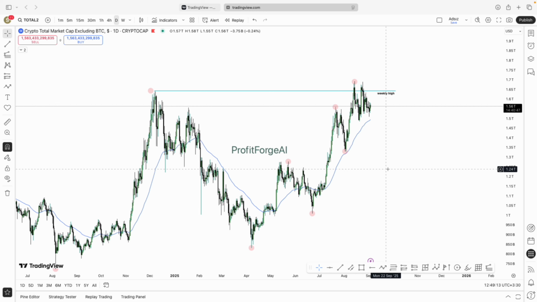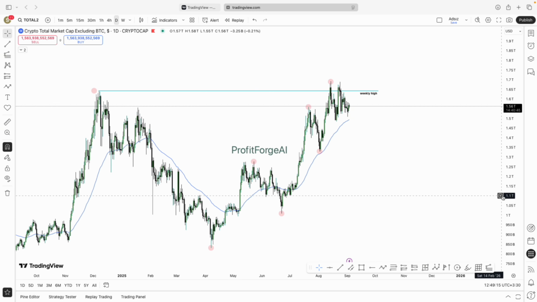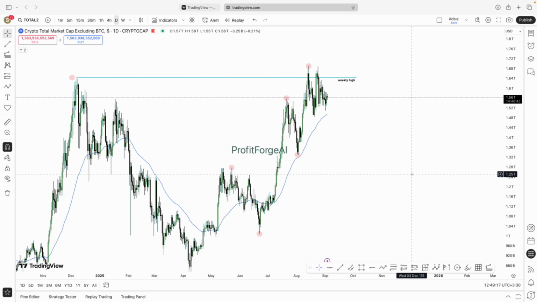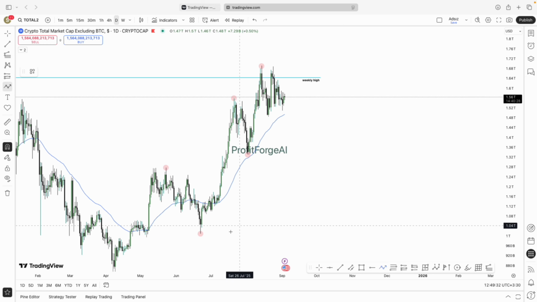The last time ETH broke a major long-term resistance like this was in 2021. Back then, it rallied more than 200% in just a few months. While past performance doesn't guarantee the future, market psychology often repeats itself. Traders recognize similar breakout patterns and react the same way.